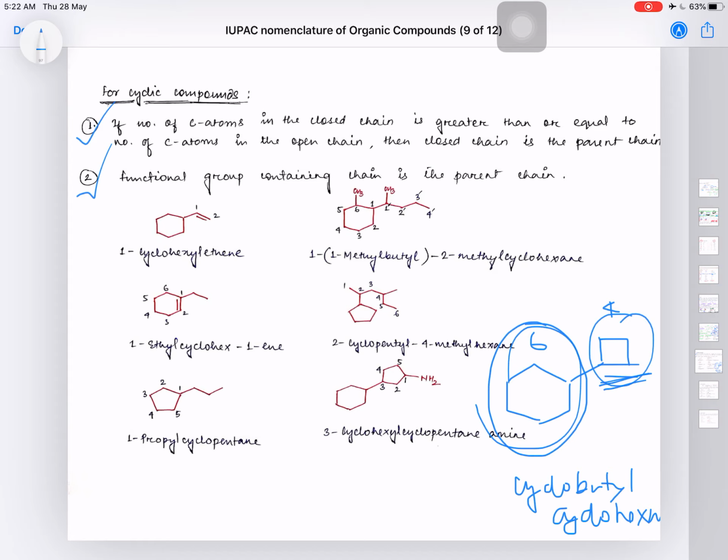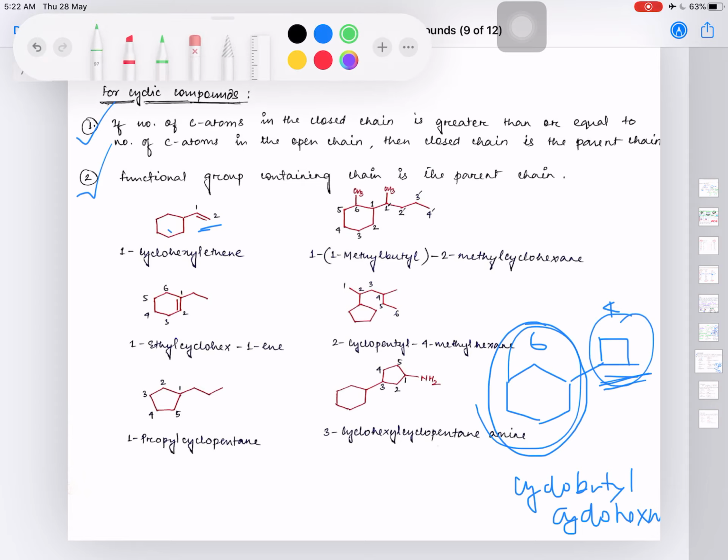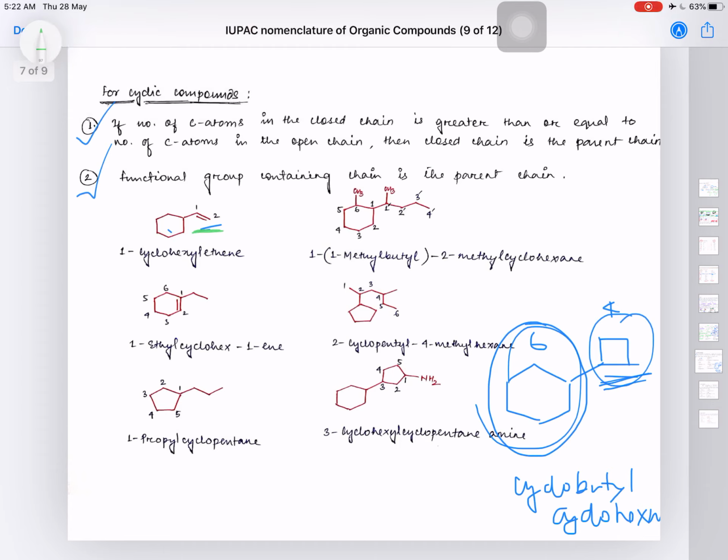Say the first one, you have a 6-membered cyclic ring and a 2-carbon open chain. Now see, the number of carbons in this open chain is less than that of the cyclic ring. But in the open chain you have a double bond, meaning it has multiple bonds. Since the double bond is present in the open chain, this will be your parent chain. So it is ethene, which will be written afterwards as the suffix, and in the prefix you will write cyclohexyl, meaning the cyclic ring will be your prefix. This is the first example.